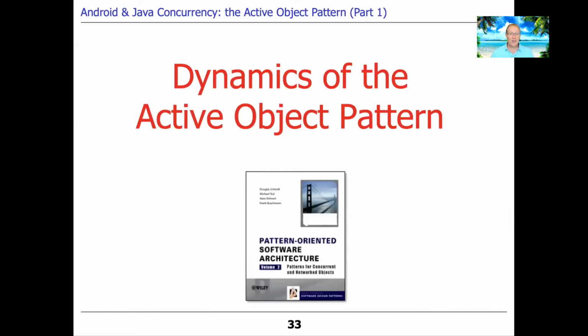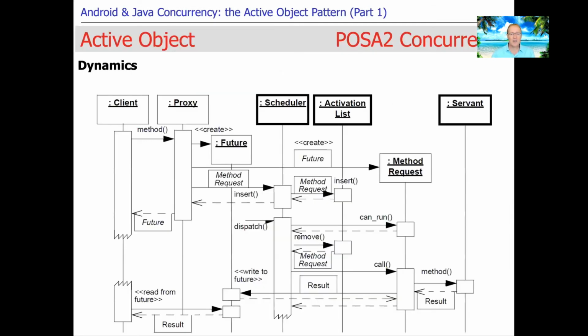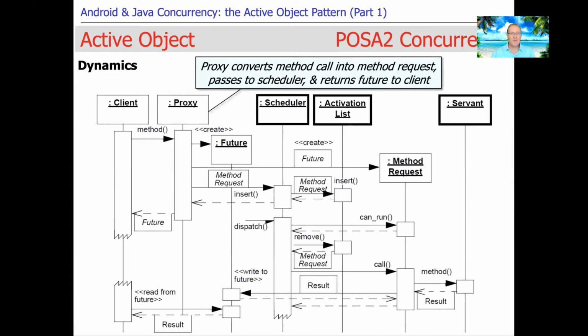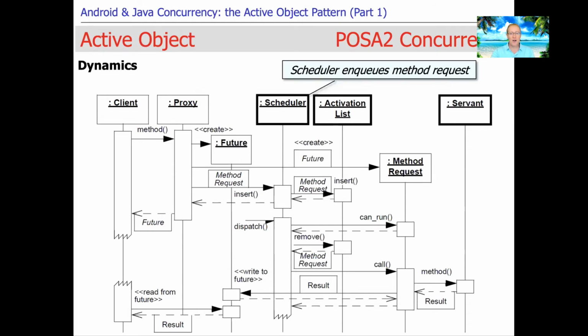Okay, now that you know a bit about the participants in the pattern, let's talk about their dynamic interactions. Again, this diagram looks a little daunting at first, but it's really not that scary when you break it down and see what's happening. The client invokes a method call on the proxy. The proxy will convert the method call into a method request, pass that method request to the scheduler, and then return a future back to the client. That's how the client can know when the request is done if it's a two-way call.